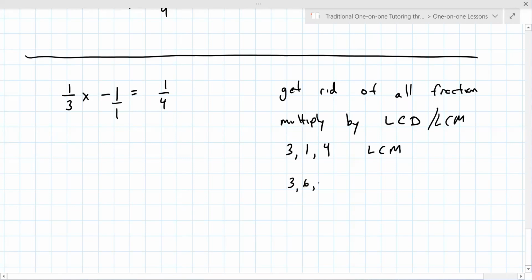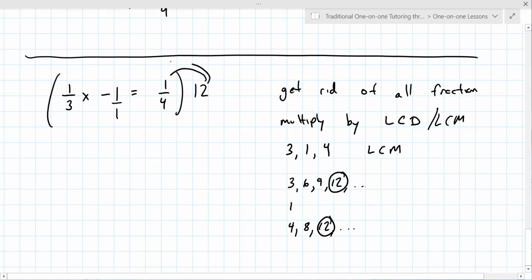And if you don't remember what I'm talking about, it's where you write this out. I guess 1. Oh, that. Okay. So if you multiplied everything by 12, that means you're multiplying 1/4 by 12. That means you're multiplying this 1 by 12. That means you're multiplying 1/3 by 12. You get rid of all the fractions.